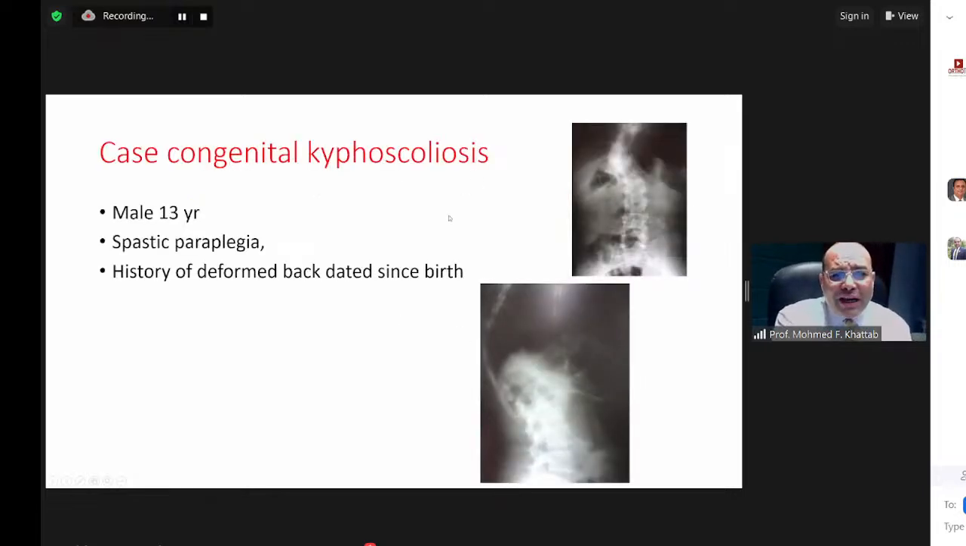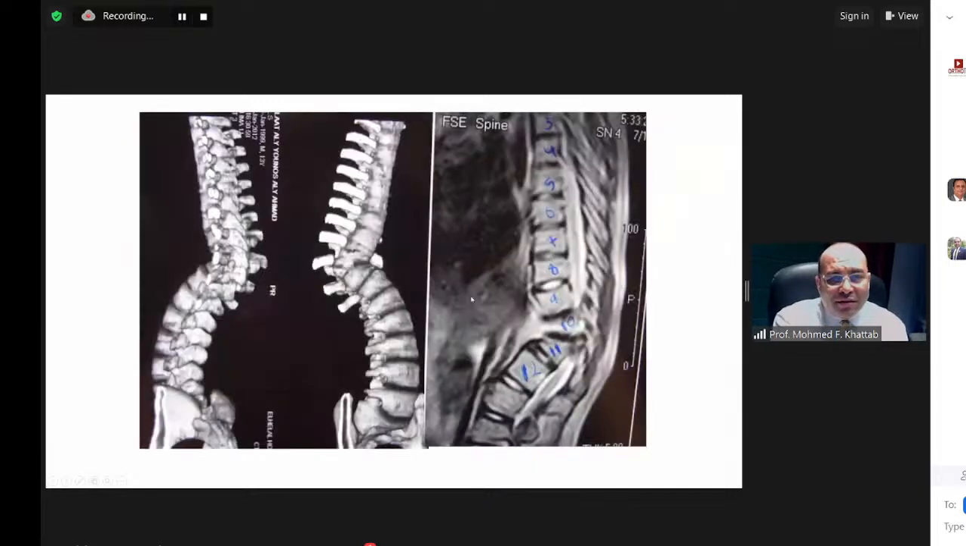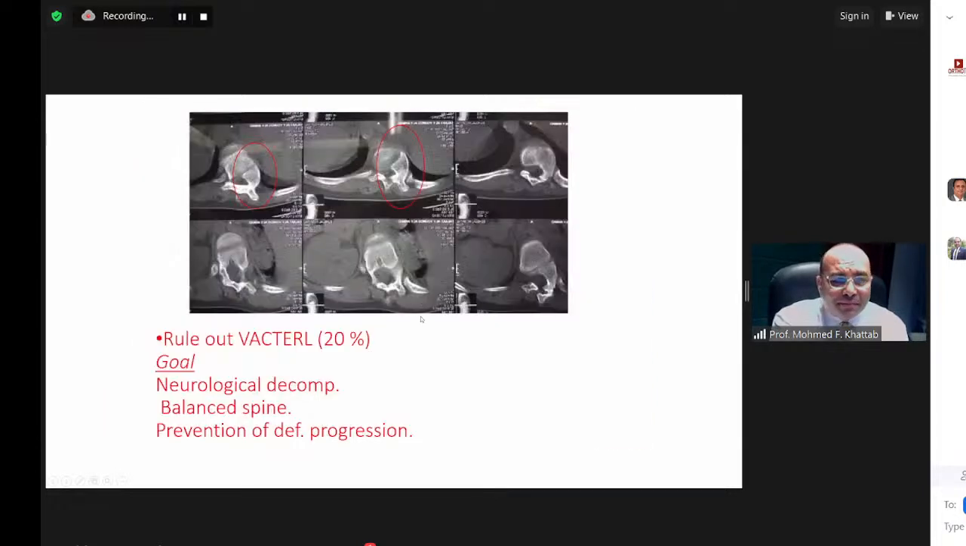Another case of congenital kyphoscoliosis, due to failure of formation here. The patient presented to me with a spastic paraplegia. So it was the first presentation, a spastic paraplegia. Of course, he has had the deformity since birth, but the parents brought the patient only when he developed the spastic paraplegia and urine and stool incontinence. And this is the CT and the MRI. There is a hemivertebra here at the level of D10.